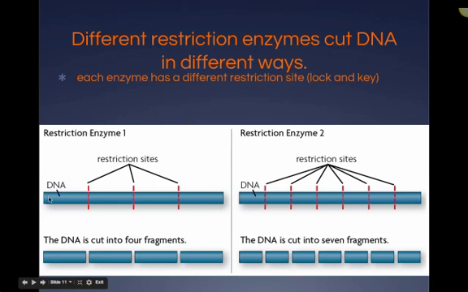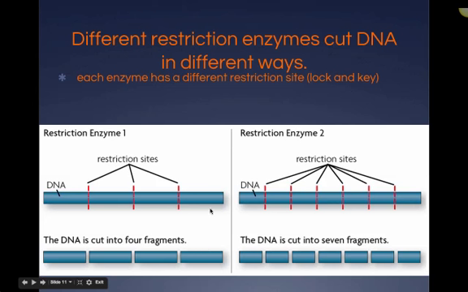So here we have a strand of DNA, okay? And in this diagram, it is the exact same strand of DNA. The only difference is that in this picture, we're using restriction enzyme number 1. And restriction enzyme number 1 is going to find a restriction site right here, and it's going to cut. It's going to find another one here and another one here. And if we cut 3 times, we're going to end up with 4 different fragments of DNA.